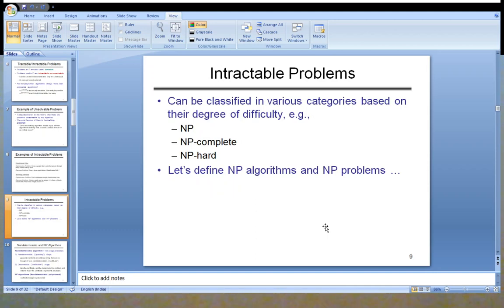So these types of problems which are very difficult to handle can be divided into three categories. The first one is the polynomial problem, which is easily solvable and runs in some polynomial of input size, and that is tractable. Tractable means it can be solved. But there is another category, the intractable problems, and here we again divide the problems into three classes. These classes are NP problems, NP complete problems, and NP hard problems.